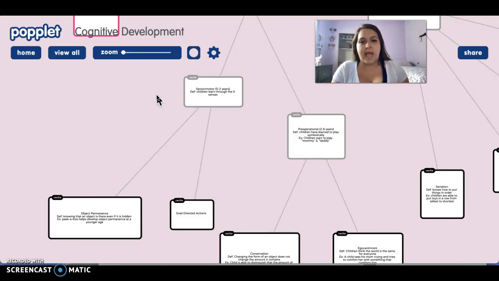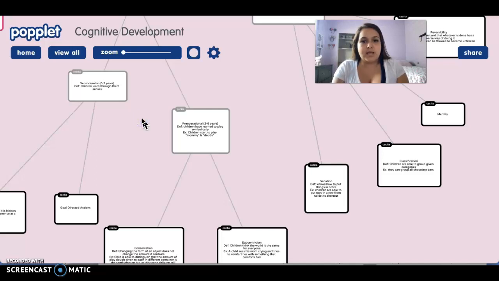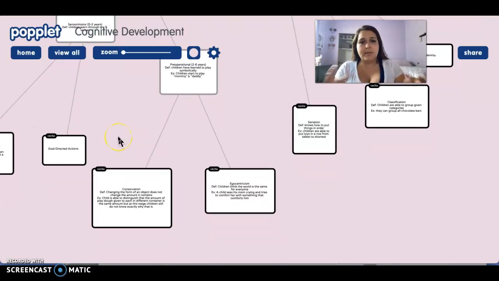Then there's goal-directed actions. Okay, now we're moving on to the next stage, which is pre-operational. That's from 2 to 6 years. Children have learned to play symbolically. For example, children start to play mommy and daddy. They still don't know the meaning behind it, but they start playing mommy and daddy. Here there are two that break off from the pre-operational stage. We have conservation: changing the form of an object does not change the amount it contains. For example, a child is able to distinguish that the amount of Play-Doh given to each in a different container is the same amount, but at this stage, children still do not know exactly what that is.